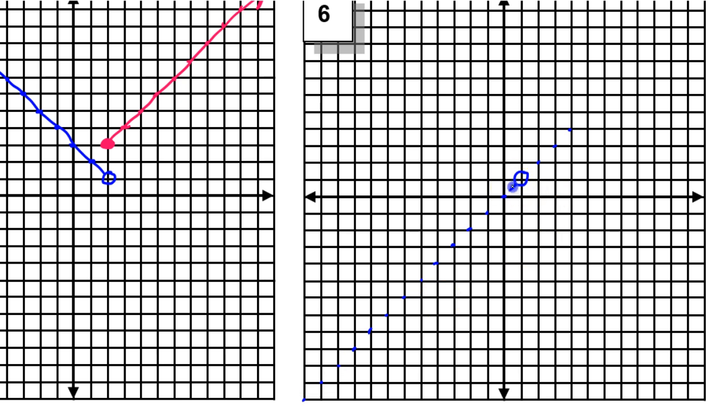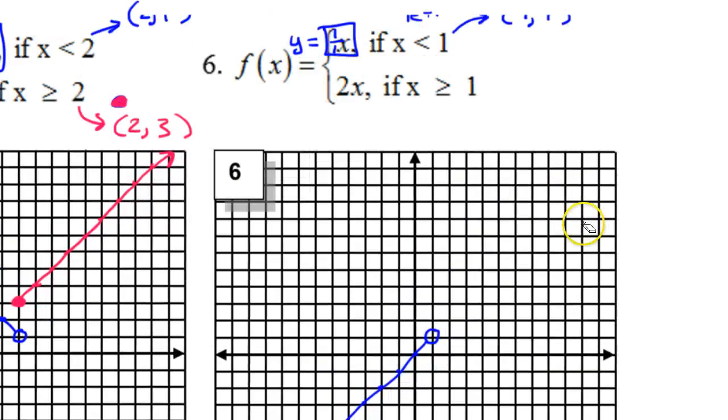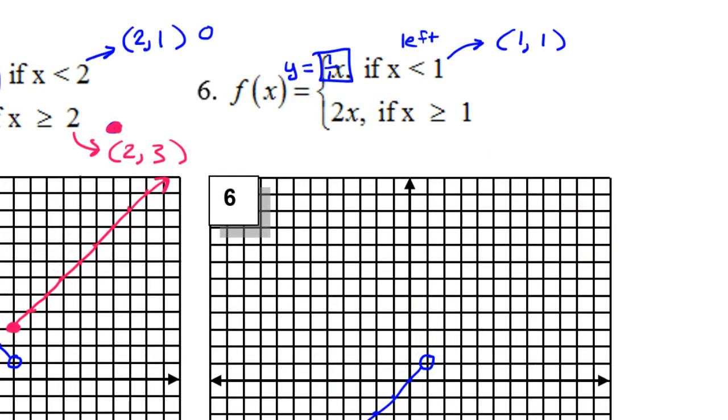So my first piece of my piecewise function will look like this. Now I'm just going to erase those extra points that I put while I was explaining to you. Now let's switch colors and do the other piece.